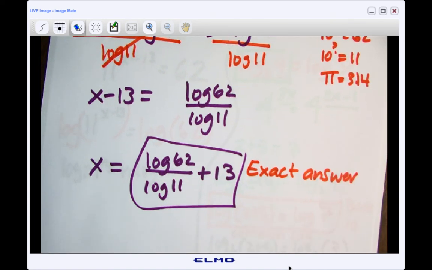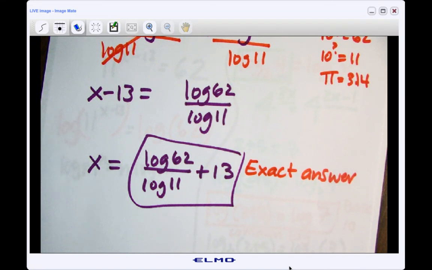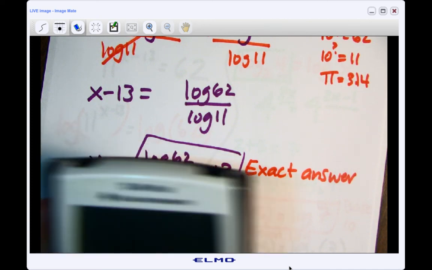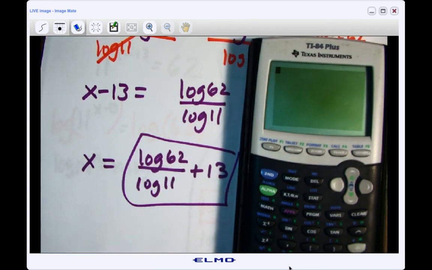But we could find the decimal approximation. So this is the exact answer. That's the actual value that this x is equal to. Now, if I put it into my calculator, I'm only going to get an approximation because I'm going to have to round some decimals. And everybody knows that once you round, then you are making the number not exact anymore.